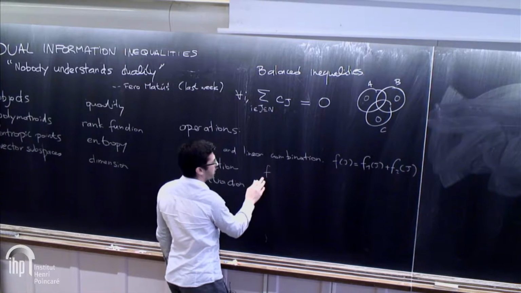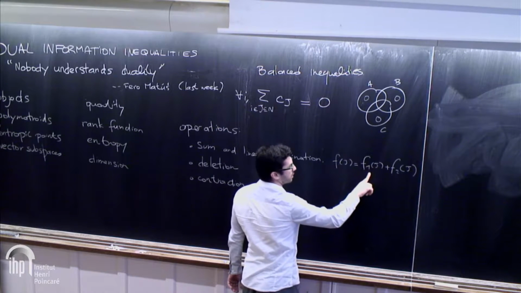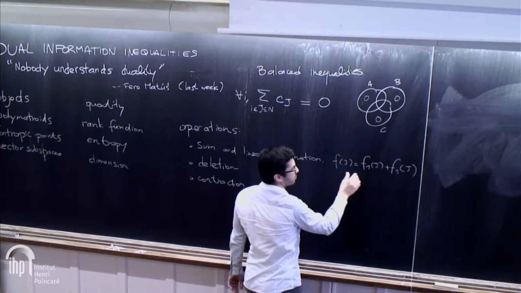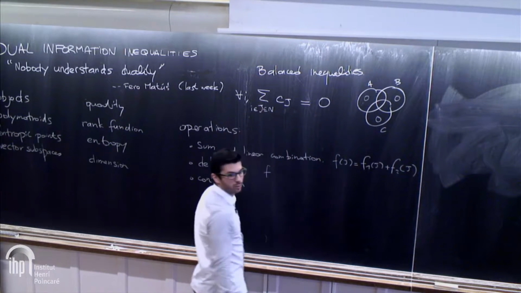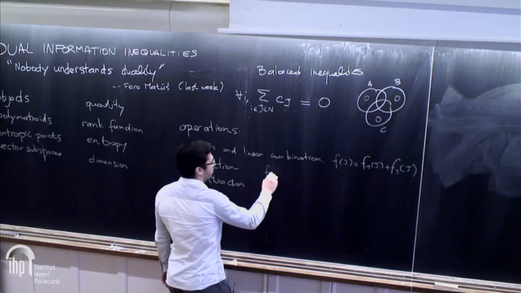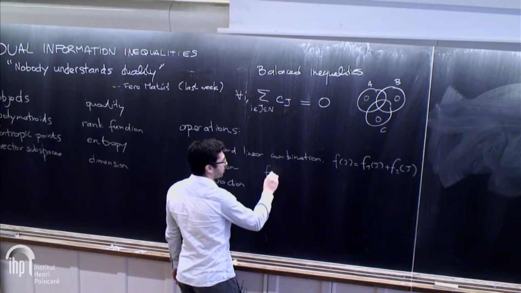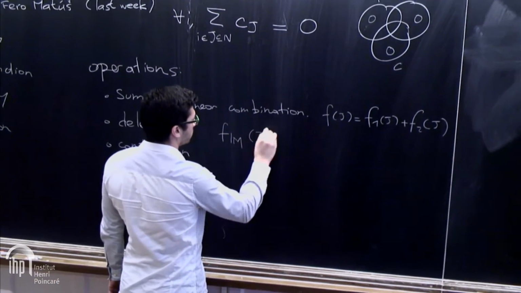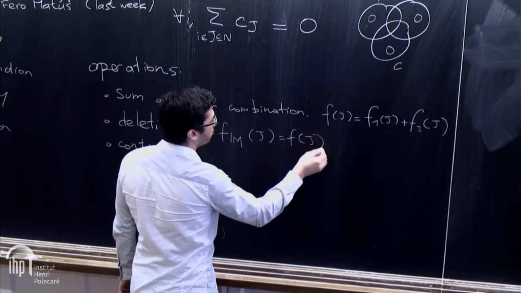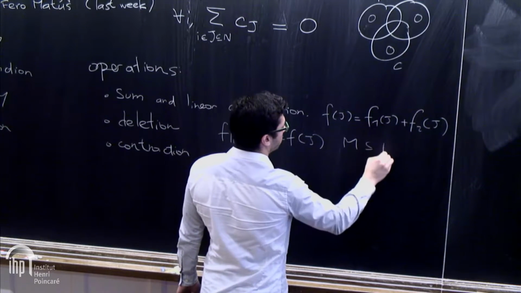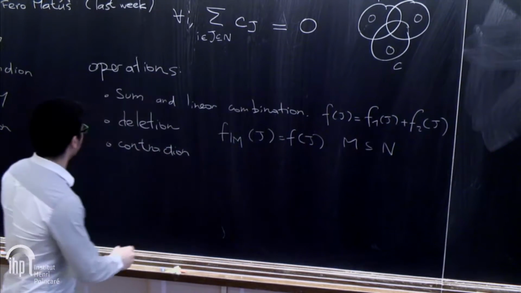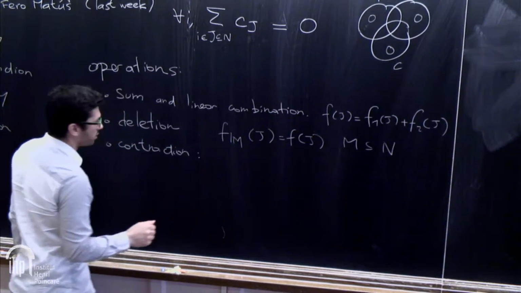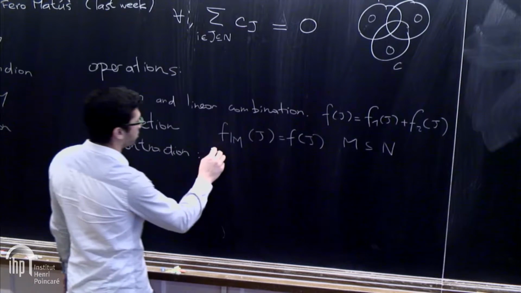For sums, if we have two polymatroids, f1 and f2, and we take the sum, then this function f is still a polymatroid. For deletion, if we have some polymatroid f, we can restrict it to a subset M, and obviously it will stay a polymatroid. For contraction, it's not so clear.